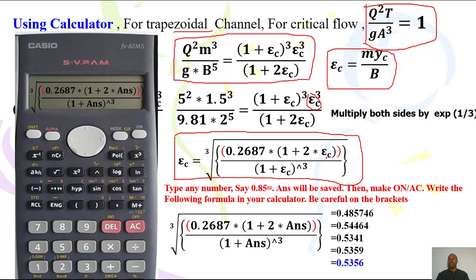So this is the numerator multiplied by (1 + 2 eta c), then divided by the expression (1 + eta c) the whole cube. Then you close this bracket. Once you close the bracket, you open your calculator and type any number, for example 0.85, then press equal. Then the answer will be saved, which is 0.85, in your calculator.